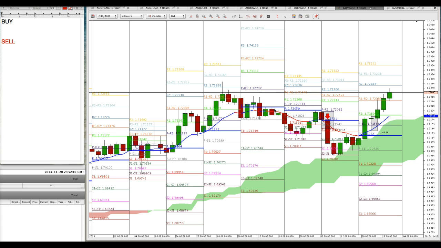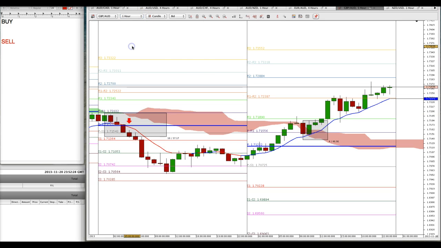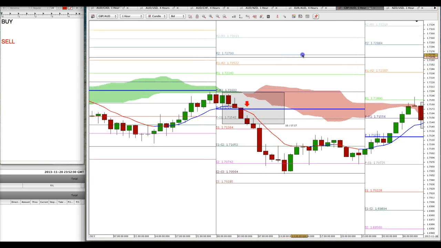On the 1 hour chart you take advantage of counter trend trades, and you need the 4 hour chart to confirm that, and then you use the higher time frame for directional bias. So let me go to the 1 hour chart and show you a trade setup.